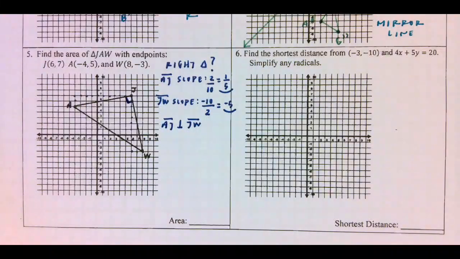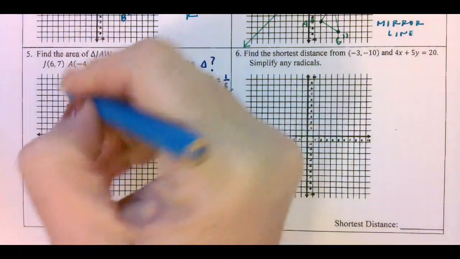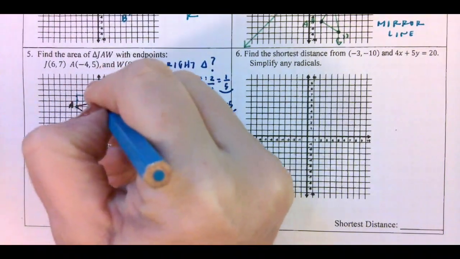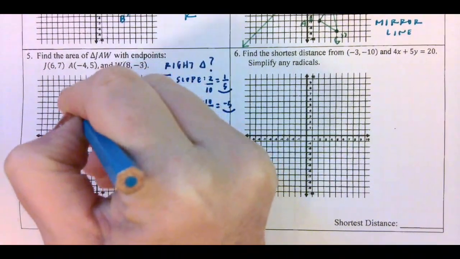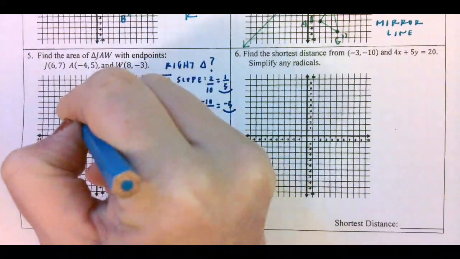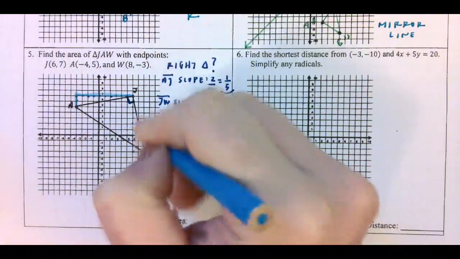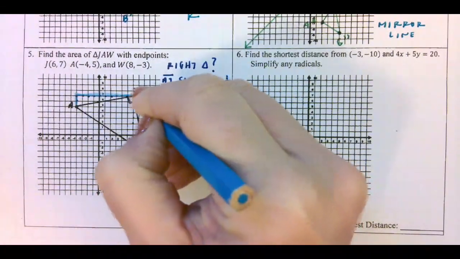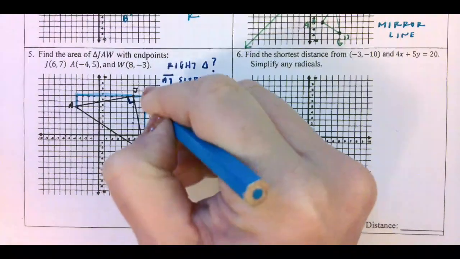So what I love about a right triangle is that I can use the legs to solve for the area, right? Because my area for any triangle is 1/2 base times height. So I can use those two perpendicular sides to figure out my area. So first I just need to get to the measure of AJ, right? So it's the hypotenuse of this right triangle. And then I need the measure of JW, again, the hypotenuse of this right triangle.